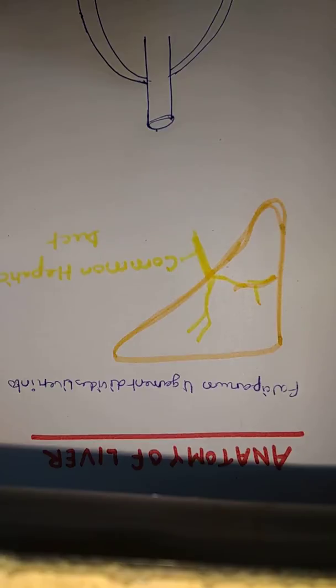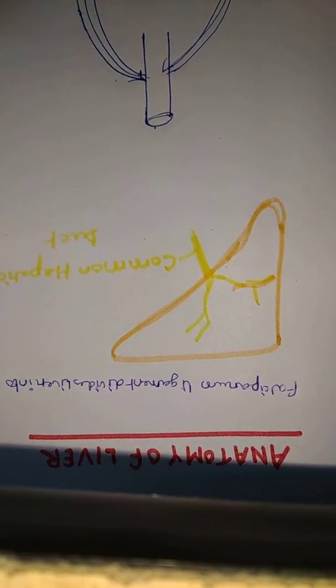Just imagine that I should use a blue pen. For the inferior vena cava, suppose this is your inferior vena cava. It is coming from and going into the right atrium. So this inferior vena cava gives away its branches, and these branches are actually the hepatic veins, the tributaries of the inferior vena cava.